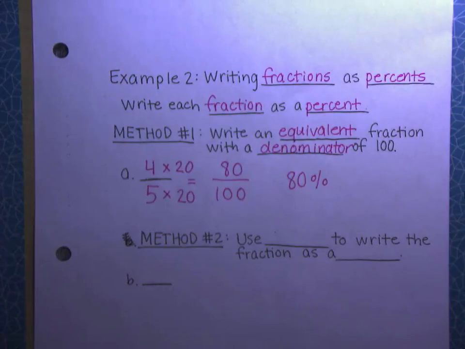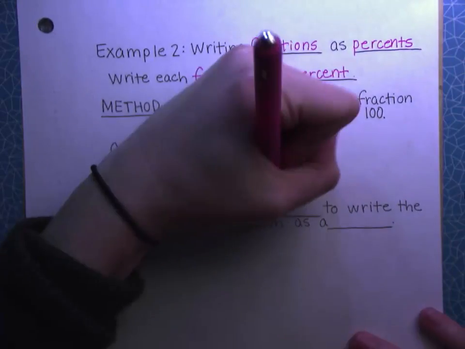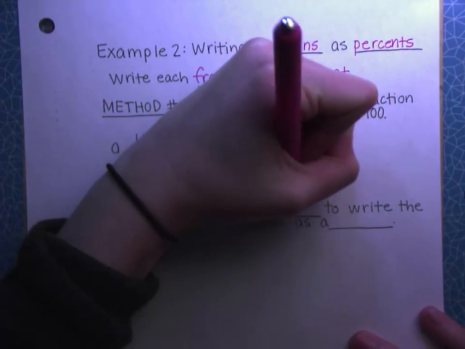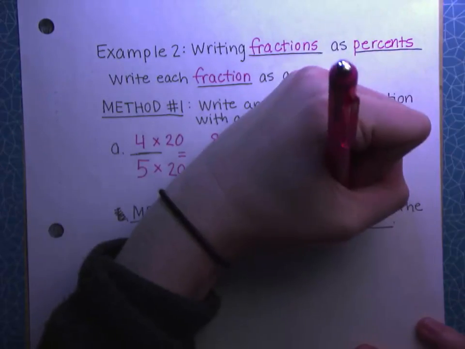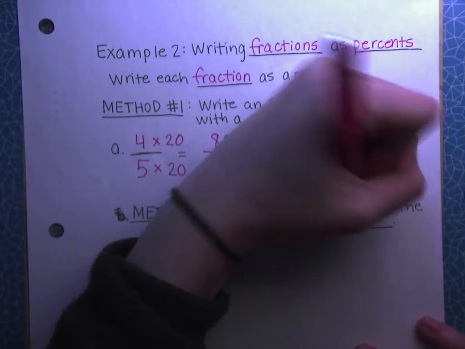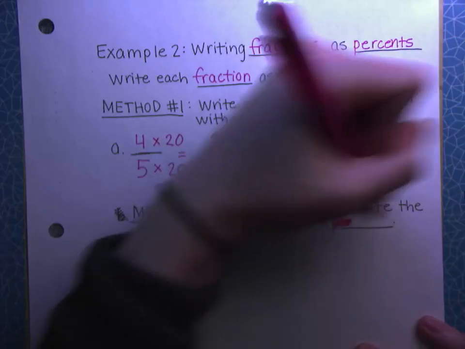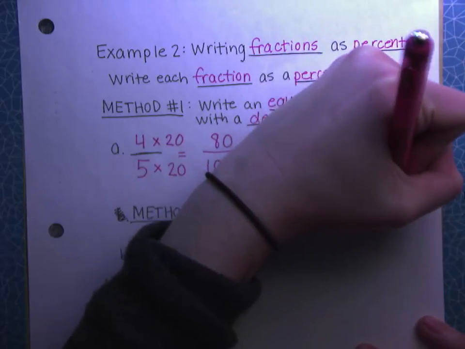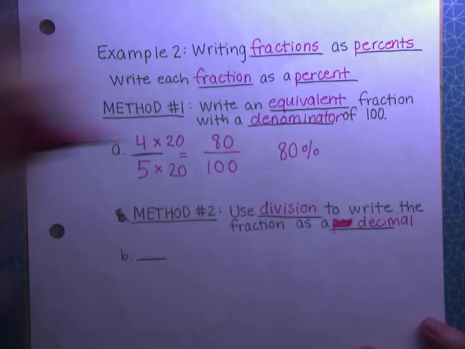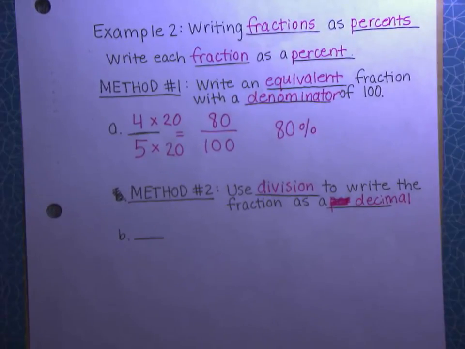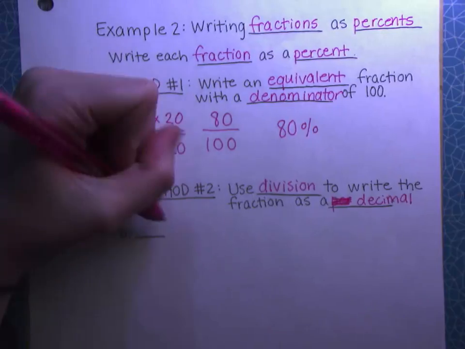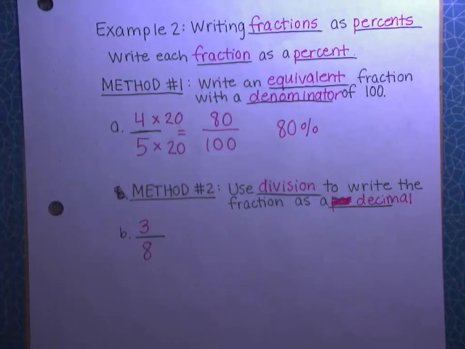Okay? So another method is to use division to write the fraction as a percent. Or sorry, to write the fraction as a decimal and then write the decimal as a percent. So we're going to use division to write the fraction as a decimal. Okay, so let's start with the example of 3/8.